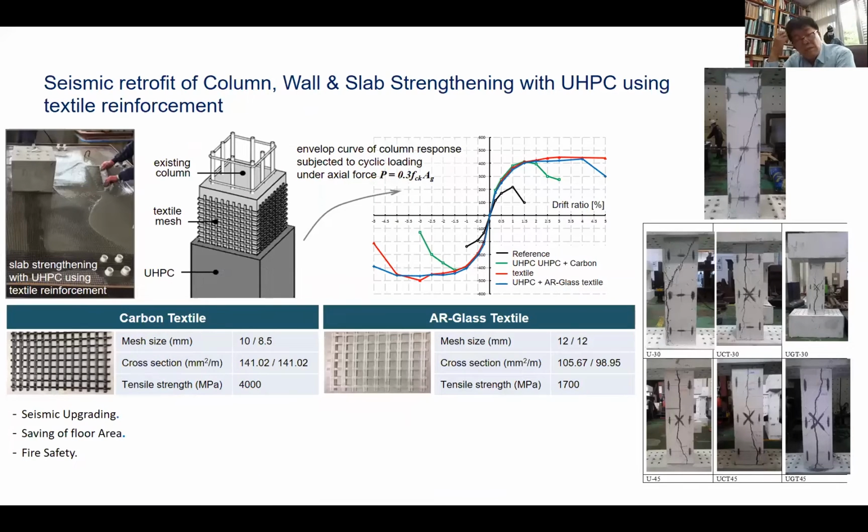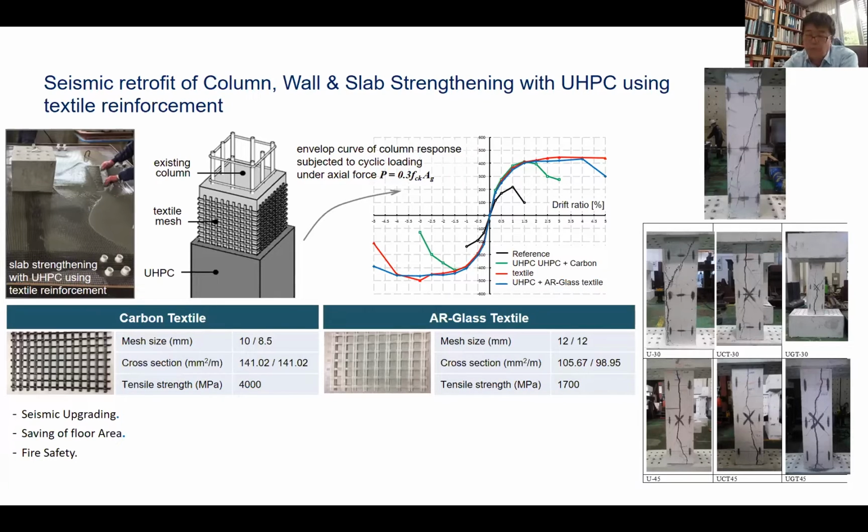So we applied the UHPC with the textile reinforcement to increase the shear strength or even the axial strength for retrofit of the existing arch column, arch beam, arch wall. In this case, we used the textile reinforcement. The textile reinforcement has some advantages: that means lightweight, and also some very tough properties.